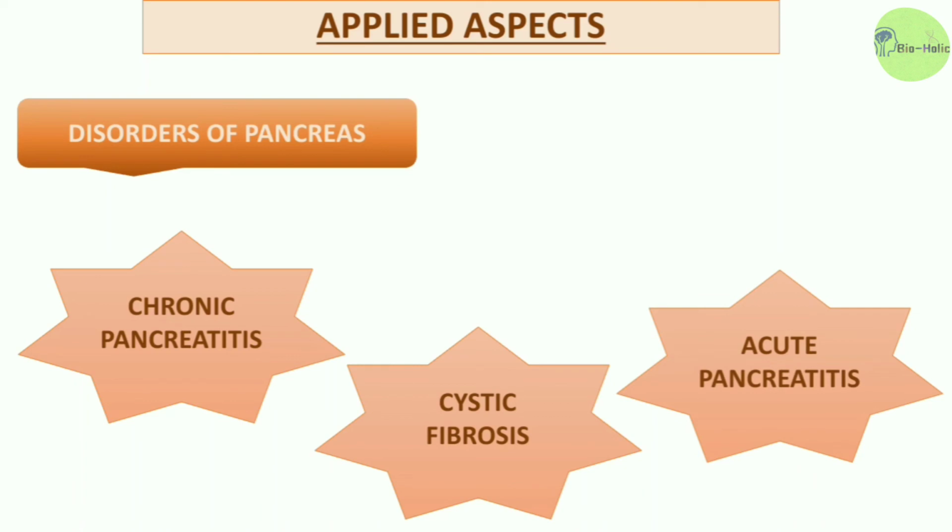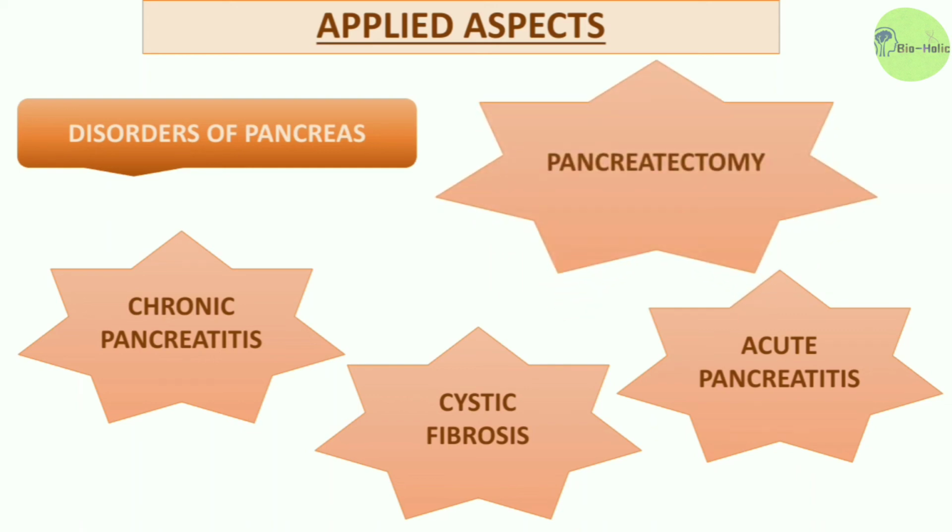Third one is acute pancreatitis. It is an acute inflammatory disease of pancreas that results from the autodigestion of pancreatic tissue by proteolytic enzymes which leak out from the acinar cells and are activated within the pancreas, and this causes digestion of the tissues. And the last one is pancreatectomy. It is a surgical removal of pancreas, and this is usually performed in carcinoma of the pancreas.